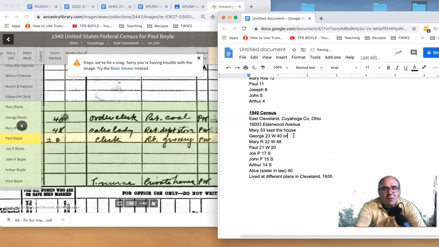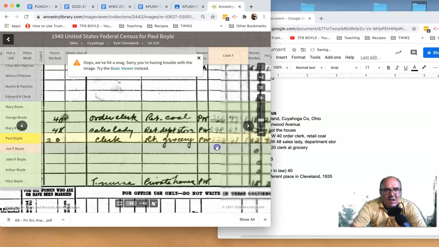George is an order clerk selling retail coal. Mary is a sales lady at a department store. And Paul is a clerk at a grocery.